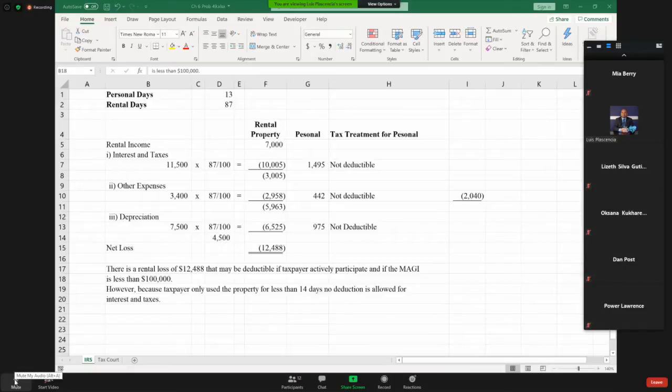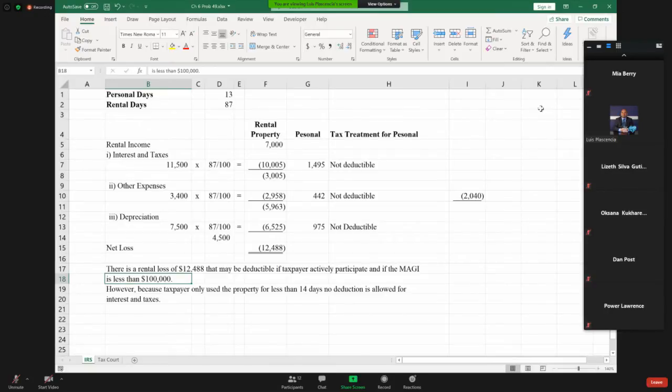Let me go back to this one real quick. Are we using the IRS method here? Or is it just over 100 because we're doing rental property? Well, it's always the IRS method for rental property. Remember, the vacation home is the only time you can use the tax code method. For rental property, you're just allocating it by the ratios, personal over total. That's what you're doing here, which is 87 over 100 days.